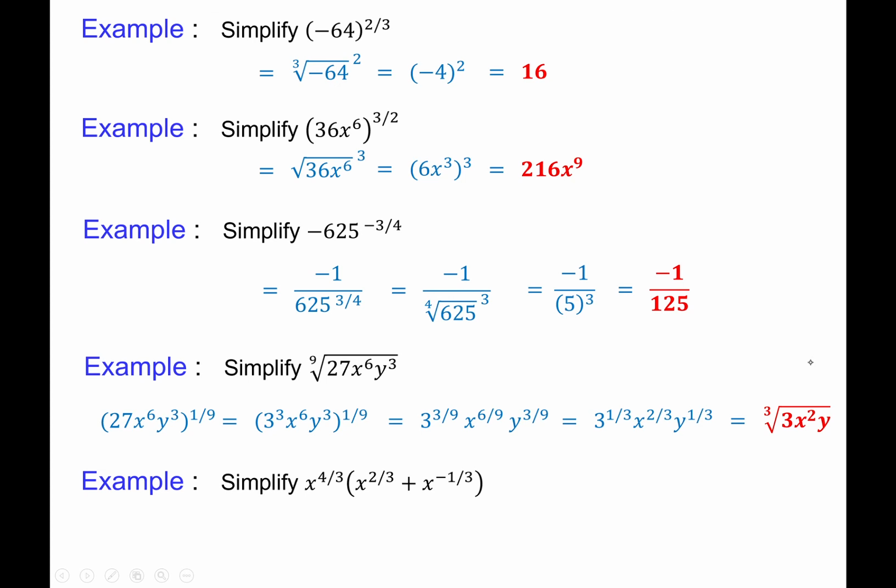And when we multiply, we add the powers. So we're going to get 6 to the third and 3 to the third, which is x squared plus x to the 1. And so that is your solution to that one.